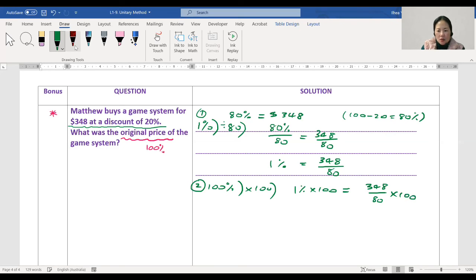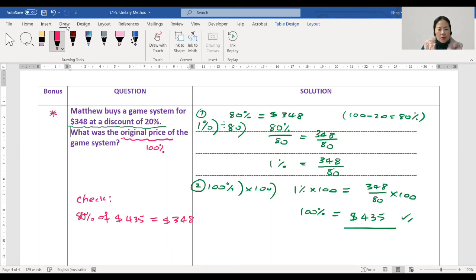And what did you get, Gemma? 435. Excellent. That's the original price. Let's check whether that is correct. Okay, we can check this. 80% of 435 should be 348. So if you put that in your calculator, 80 divided by 100 times 435 will give you 348.